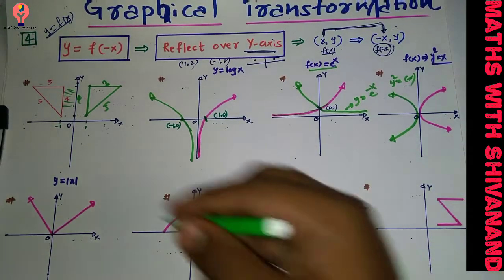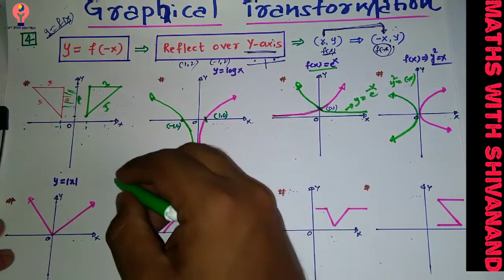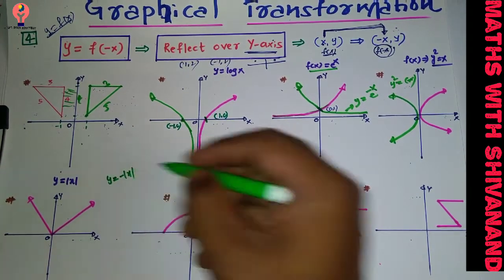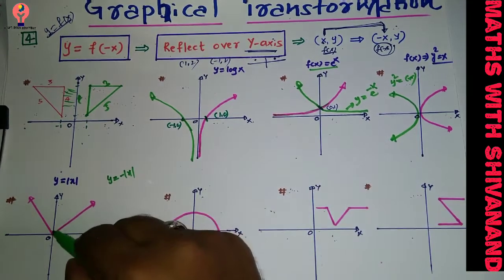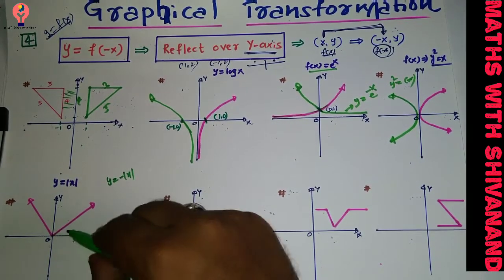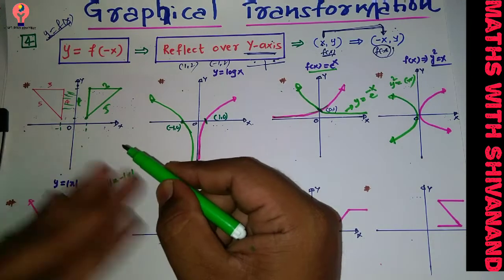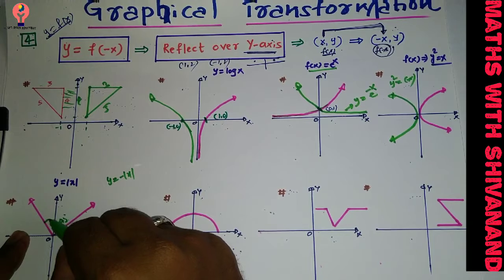See the next one here, y equals mod x, right? So I need to reflect this graph over the y-axis. Nothing but I need to go with y equals minus mod x. Right, what will happen? Listen, see, this part of the graph has to reflect over y. See this, if it is 45 degrees, definitely this guy is also 45 degrees.